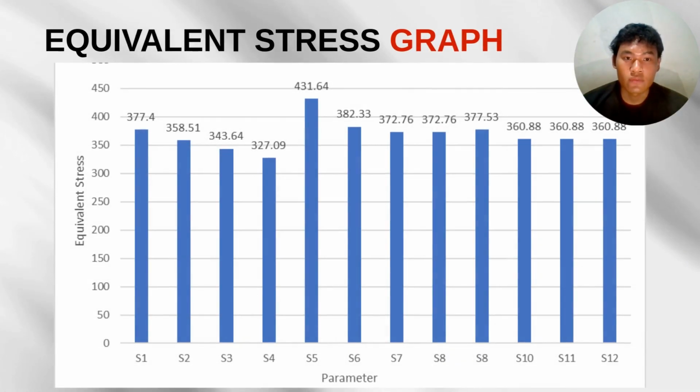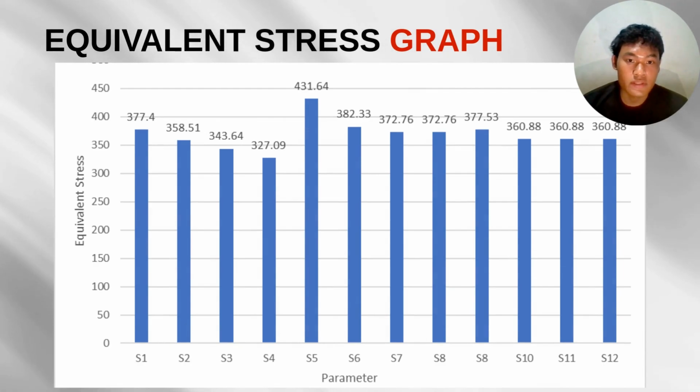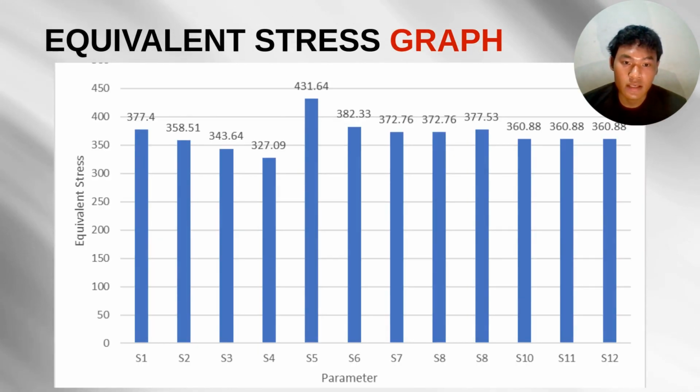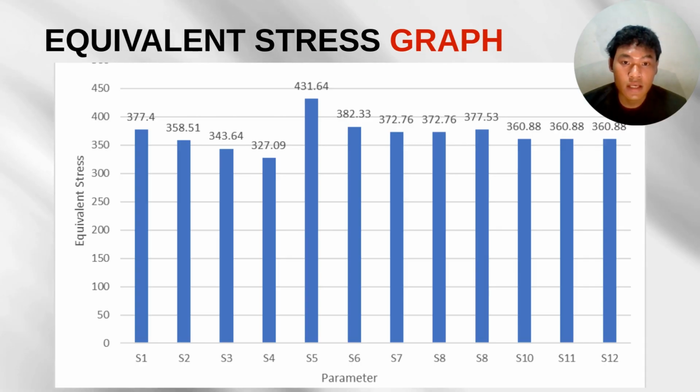This is the equivalent stress graph. As you can see, the highest is S5, which is 431.64 MPa, and the lowest is S4, which is 327.09 MPa.